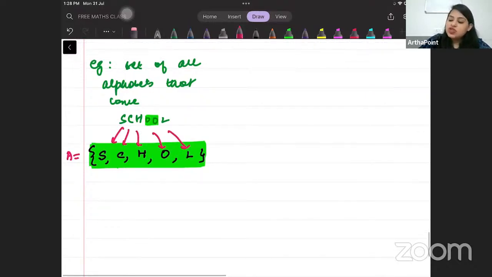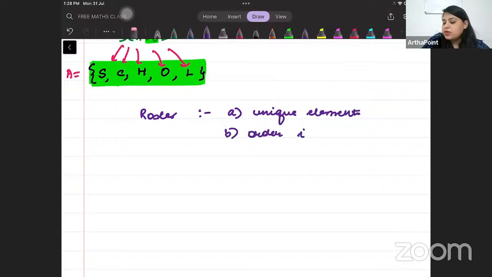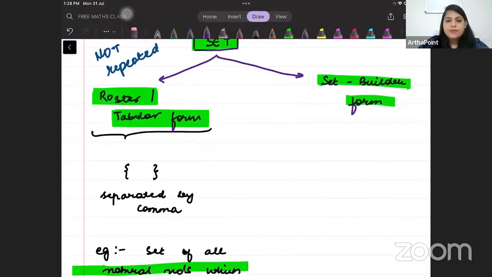Okay? So what two things have we learned in the roster form? In the roster form, we learned that one, you should only be writing unique elements. Don't repeat. And second, that the order is irrelevant. Order does not matter. So this is called the roster format. I hope this is clear to you. But now we want to talk about the set builder format. In set builder format, we need to write it in a crisp manner.